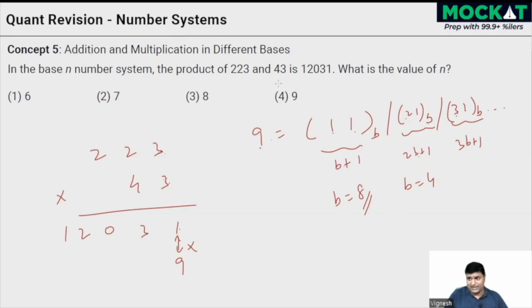4 is not likely, because when 4 is the base, a digit 4 cannot be used over there. The digits have to be less than 4. For 3b plus 1 over here, after this point, we can stop, because it's going to become smaller and smaller. B equals 8 is the only possible value over here. So option 3 becomes the answer. What is the logic once again? Where there is a conflict, we stop.